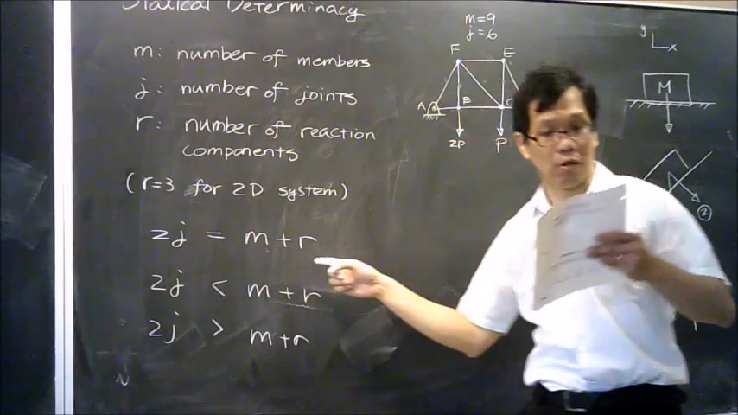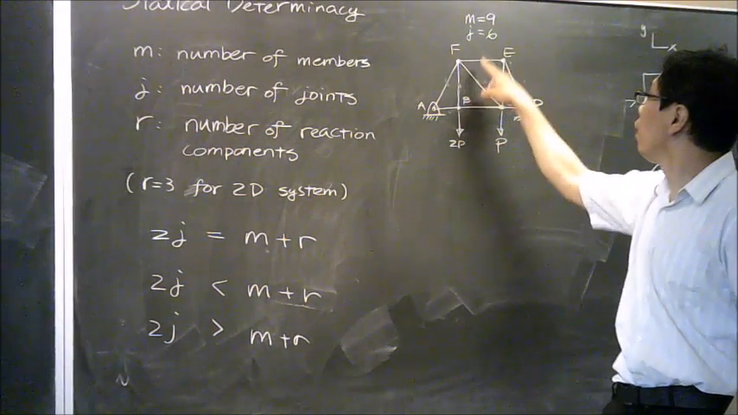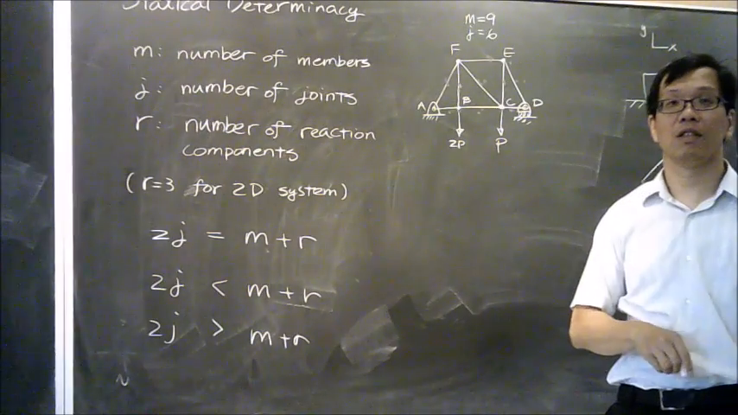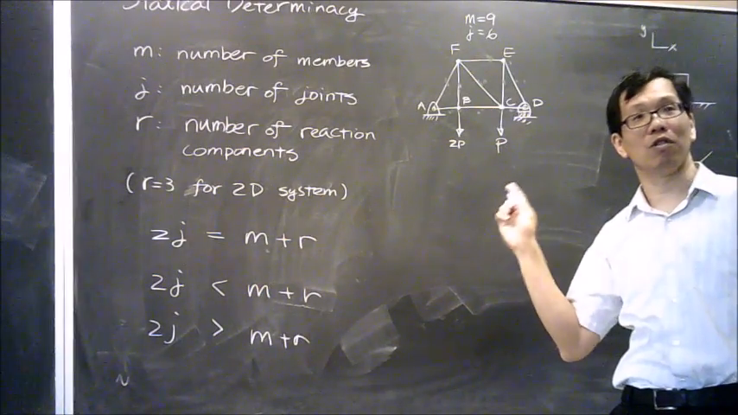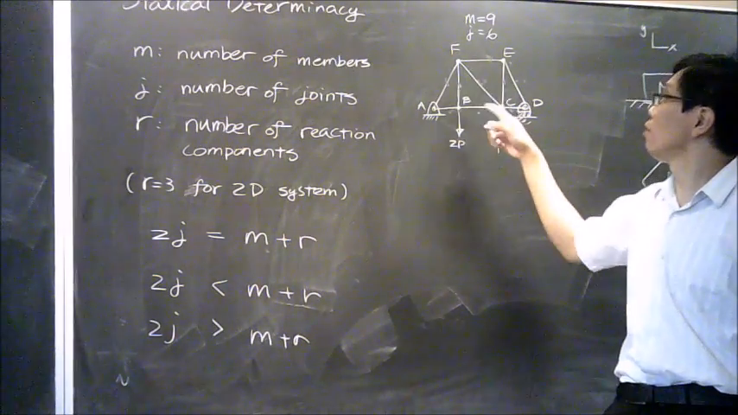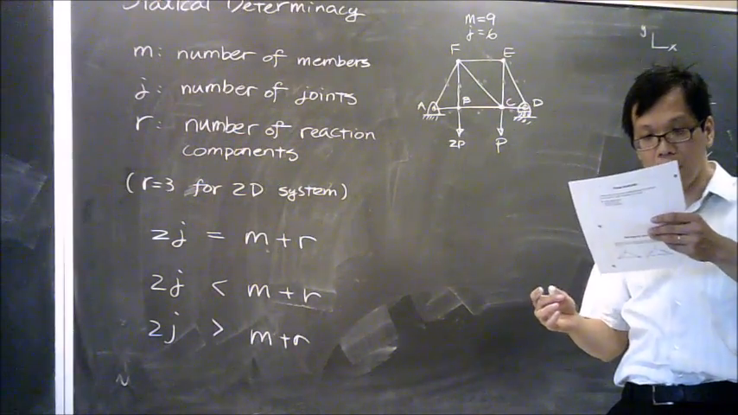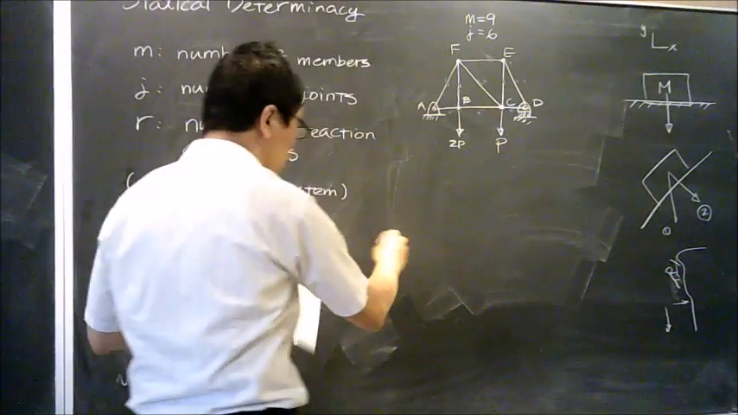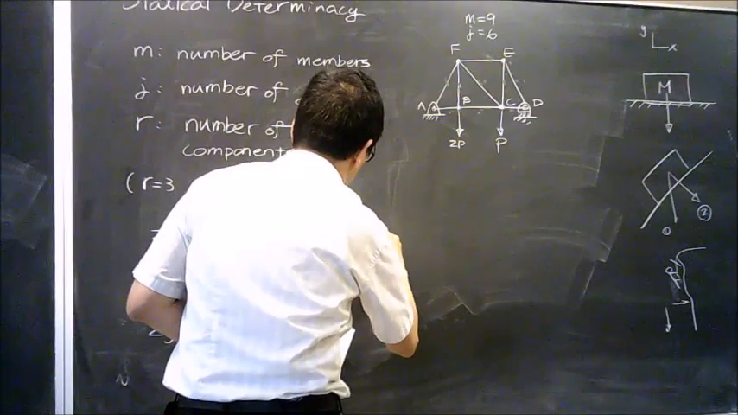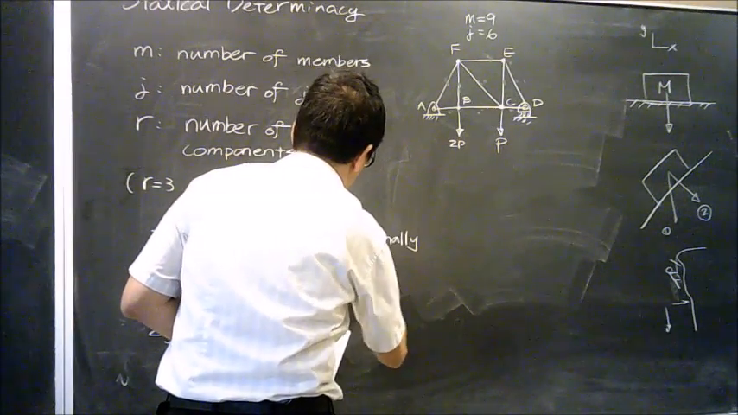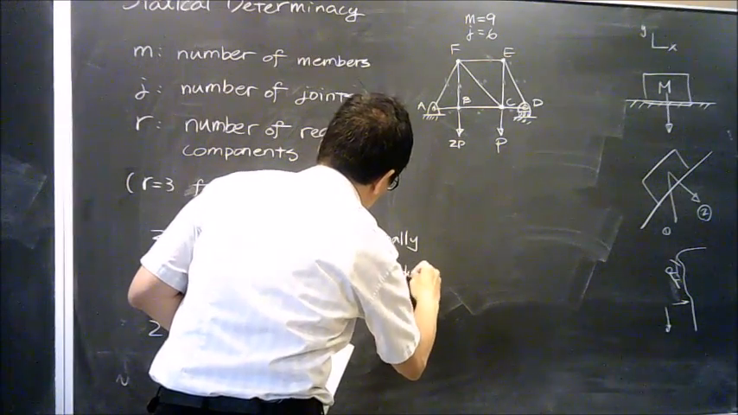So if they are equal, how do you get the numbers? The members: 1, 2, 3, 4, 5, 6, 7, 8, 9. You just count it. There is no hidden technique here. Just count the members, and you also just count the joints. Here, 1, 2, 3, 4, 5, 6. That's it. So if they are equal, it means that this is internally stable without redundancy.